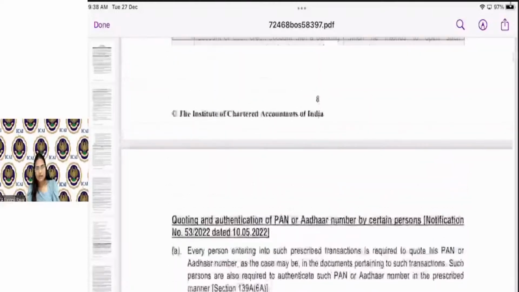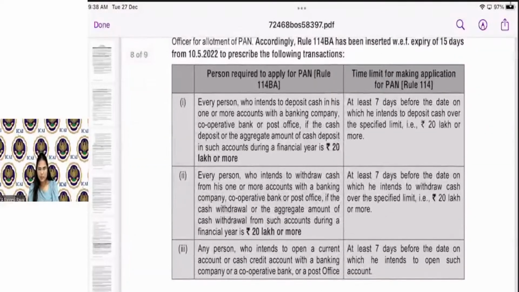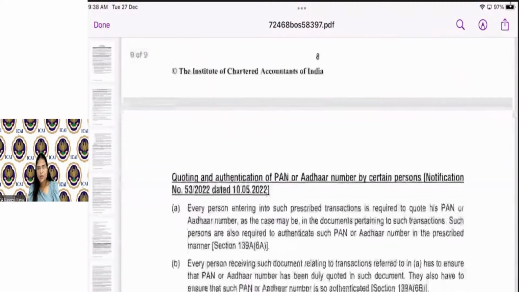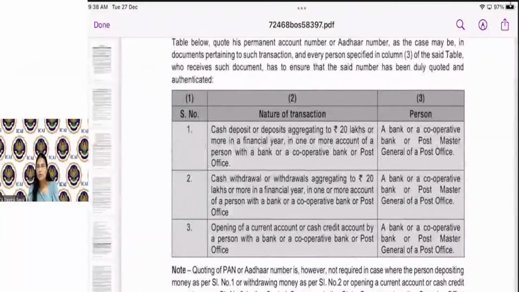Everyone clear with the amendment? There are 3 additional points when you need to make an application for PAN, and after obtaining PAN for such transactions, you have to provide your PAN to the bank. Everyone clear with the chapter of provision for filing return of income? Yes or no? Everyone please reply. If yes, then I'll conclude the session.